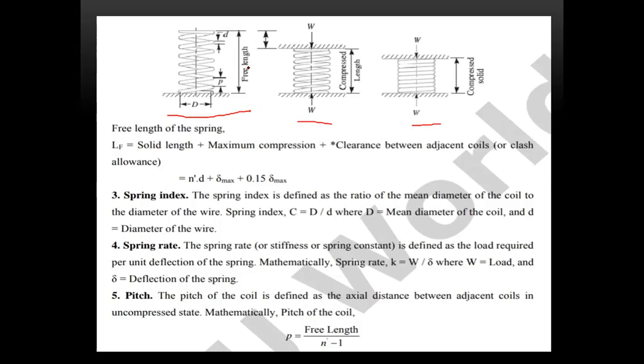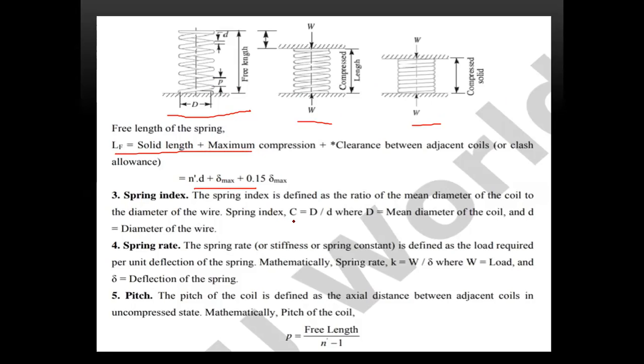So this is the free length, where you have the diameter of the spring, right? This is the pitch, the diameter. Then what happened? It got compressed. Here, full compression happened, right? So based on that compressed length and the compressed solid, what is the free length here? The free length is equal to solid length plus maximum compression plus allowances. So what is the formula here? This is the formula.